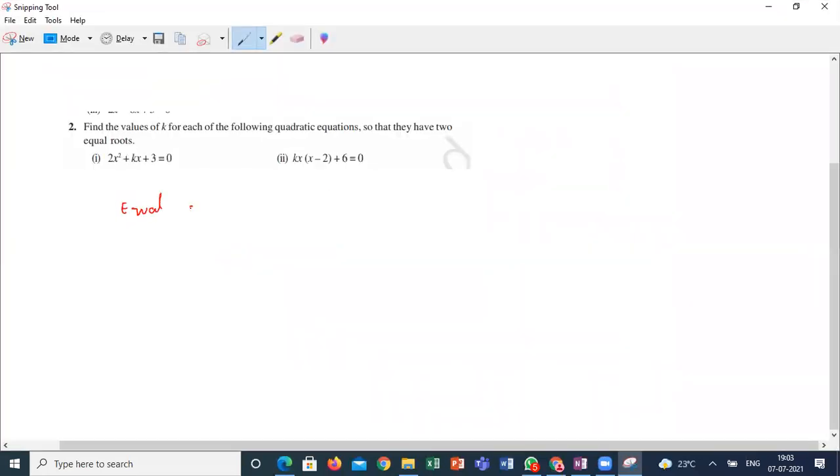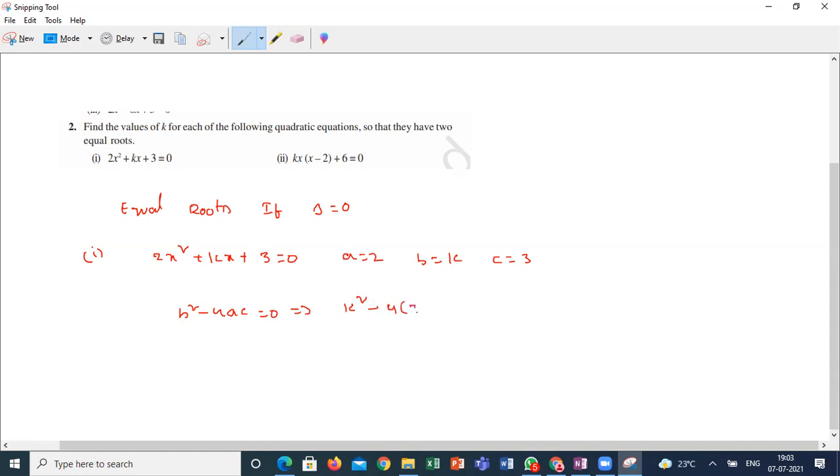Equal roots are possible if delta is equal to 0. Taking the first equation, 2x square plus kx plus 3 is equal to 0, where a is equal to 2, b is equal to k, c is equal to 3. b square minus 4ac must be equal to 0. That is k square minus 4 into 2 into 3 is 0. So k square minus 24 is equal to 0, so k should be equal to root 24. This is the k value for the first question.